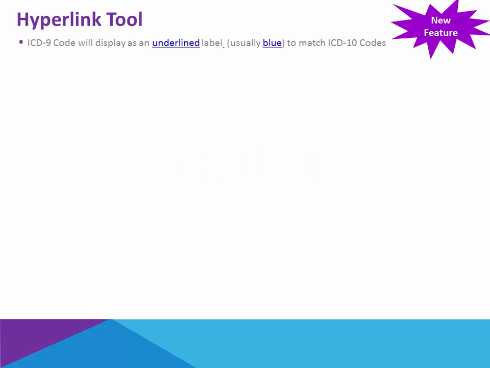We have implemented the hyperlink tool. Now a hyperlink is a blue underlined label. You're probably familiar with this just through any internet application where websites are usually hyperlinked to open up additional data. That is what we are using to help you map your ICD-9 codes to a matching ICD-10 SNOMED combination. So on all screens where your diagnosis is available, the ICD-9 code is going to display as a hyperlink. And it will open up a filtered search which contains possible ICD-10s for that particular code.